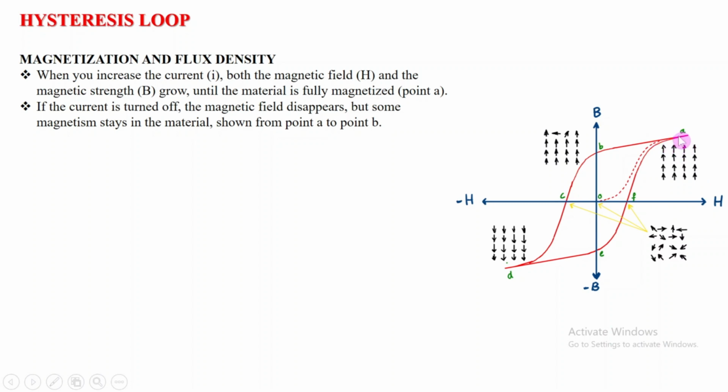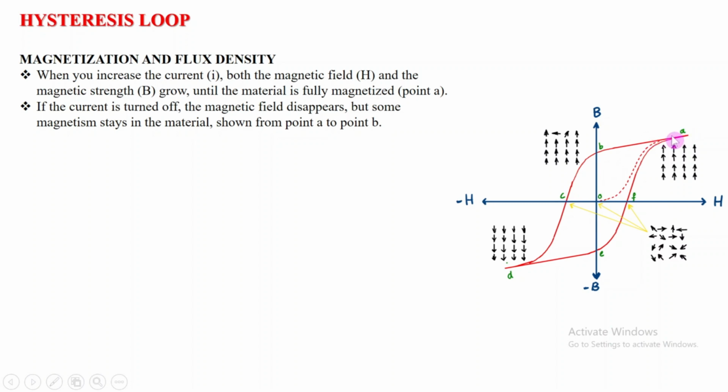Now as we know, there is a time in the alternating current when it becomes zero after half cycle. So if the current becomes zero, the magnetic field in the coil will also become zero. When the external magnetic field is zero, that ferromagnetic material will still retain some of its magnetic property.